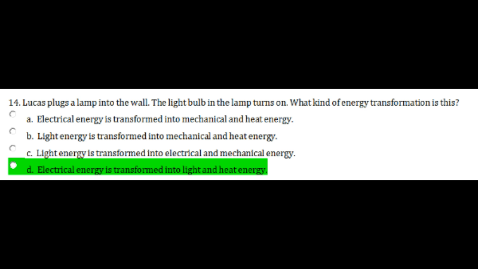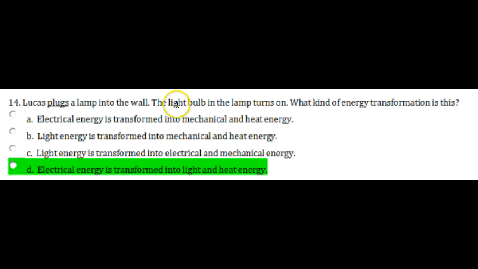Number 14 says, Lucas plugs a lamp into the wall. The light bulb in the lamp turns on. What kind of energy transformation is this? Well, if Lucas plugged it into the wall, that automatically tells you that it had electrical energy because plugs and wires have electrical energy flowing through them. So you could have narrowed it down to A or to D because electrical is written here at the beginning of A as well. But these ones would not be right because electrical needed to be first.